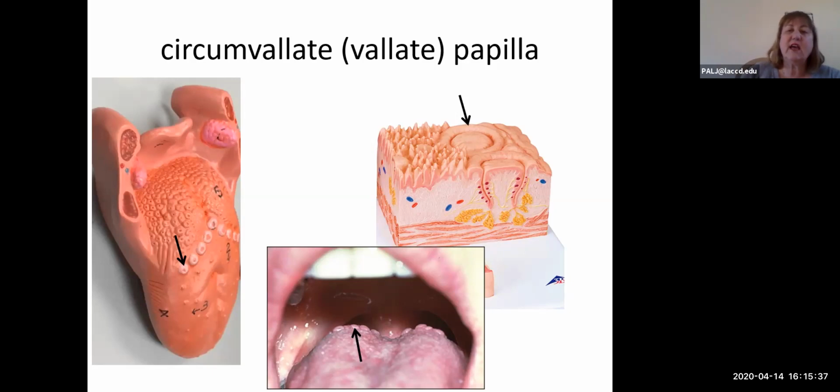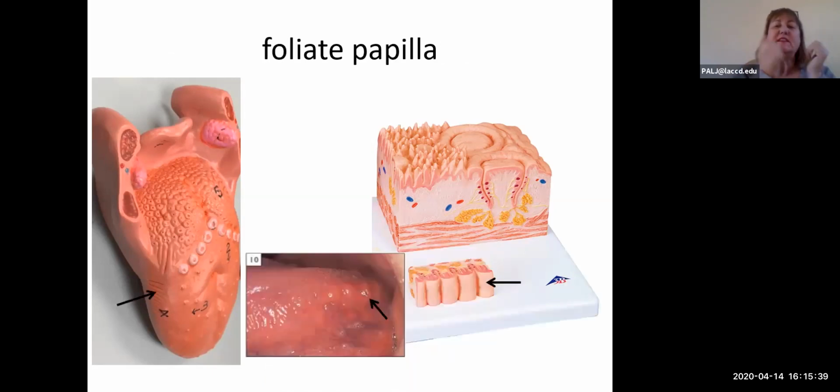The second type of papilla is found on the sides of the tongue. And they remind somebody of the leaves of a book, the pages of a book. So they're called the foliate papilla. And so there is an example of some on the tongue. Now these aren't quite as obvious as you age, where they just end up looking like wrinkles on the side of your tongue. But on little kids, they're very easy to see.